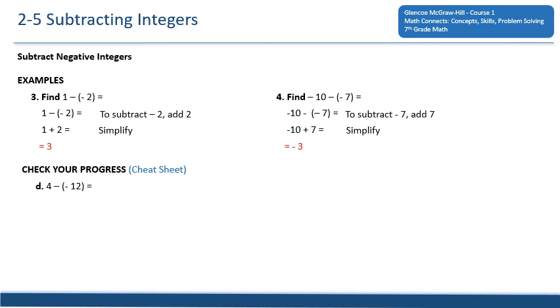Check your progress. 4 minus a negative 12. We're going to add 12 because we're going to add the opposite. 4 plus 12 is 16. Negative 15 minus a negative 5. So we're going to add the opposite. So we have negative 15 plus 5. And that equals negative 10. 18 minus a negative 6. Add the opposite. We end up with 18 plus 6. And that is 24.